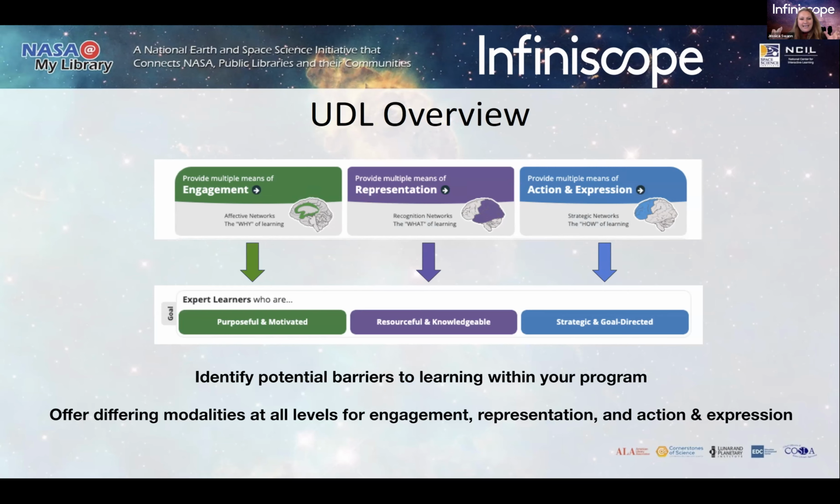So in general, overall, if we want to boil it down to really simple terms, it's us identifying the potential barriers to learning within your program, and then just offering different modalities for all levels of engagement, representation, and this action and expression. So I know that's a real quick whirlwind tour. So if you didn't watch the video, that's again why I recommend that you go back and watch the video, because I did give you the whirlwind tour.